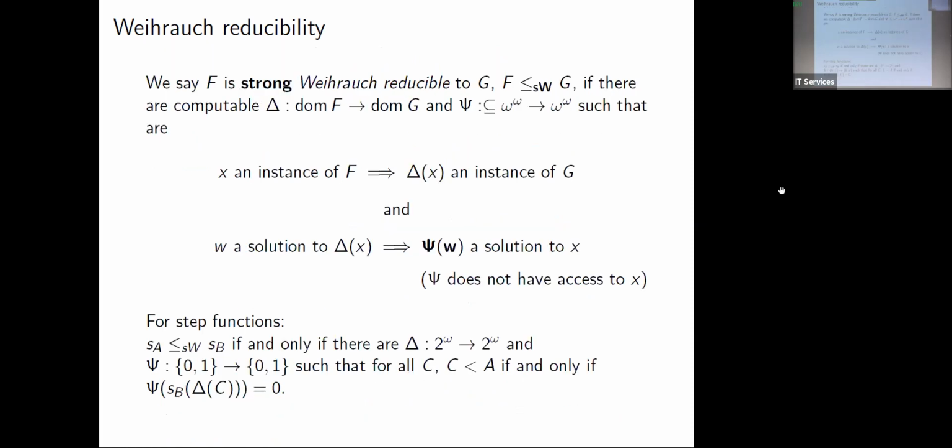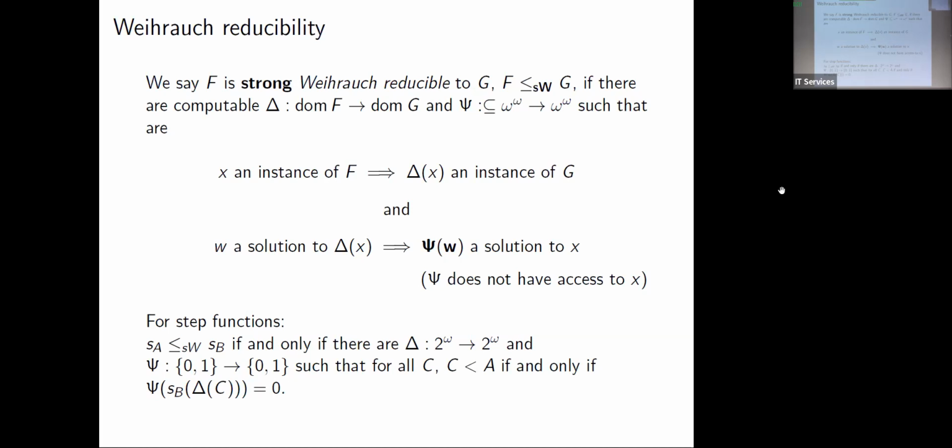And we say that f is strong Weihrauch reducible if basically exactly the same thing, right? On the slide everything is the same except what I change in bold, which is the only difference: the return functional in a strong Weihrauch reduction does not have the possibility to access the original instance. So for step functions, what that means is that step at A is strong Weihrauch reducible to the step at B if and only if I can translate a question about whether something is less than A into a question about whether something is less than B.